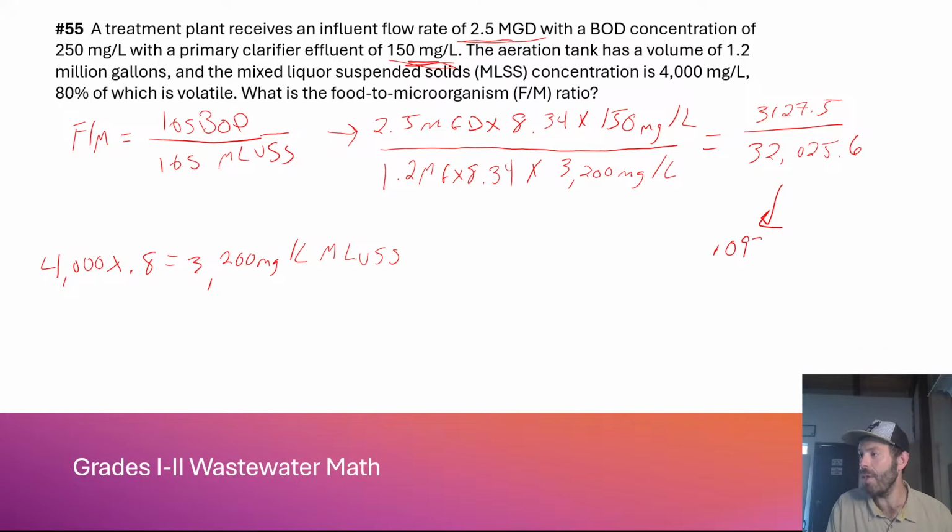I would call that a 0.1 actually. 0.097 is so close. A 0.1 is my F to M ratio here. So this is a high MCRT or SRT, whatever your parameter is. This is a pretty high level, old sludge age. You're probably nitrifying, denitrifying, etc. in this. So let me pop over to the chat and see if I've got any questions.